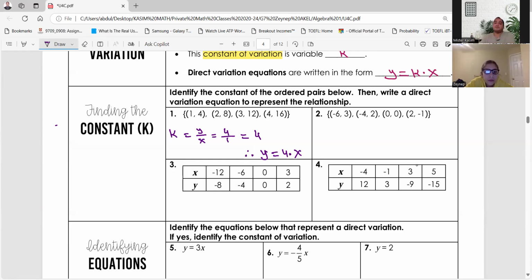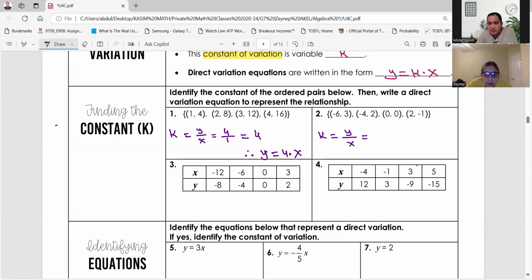All right, next one. Question 2. So again, what is the constant of proportionality? That's equal to y over x. You can pick any number. Which one should I pick here? The first, second, third, or the last? Which one is easier to calculate? The last one, right?